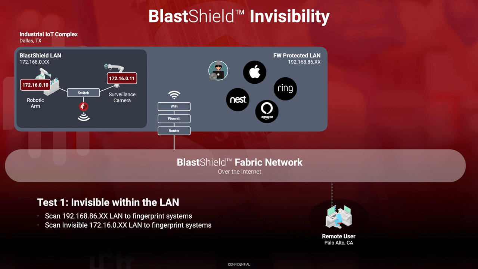So let's begin. In this scenario, we have an industrial IoT complex that's comprised of a robotic arm and a surveillance system protected inside an invisible BlastShield network. That network is nested inside of a firewall protected LAN sitting in a traditional 192.168 subnet. So let's perform two tests. First, let's scan the 192.168.86 range to see if we can fingerprint systems, and then we'll do the same thing for the BlastShield Invisible LAN.